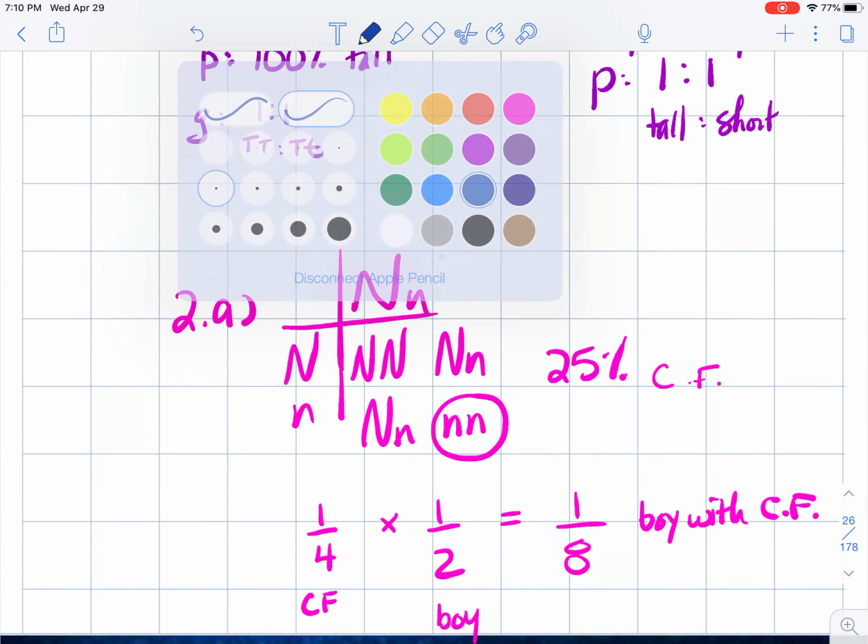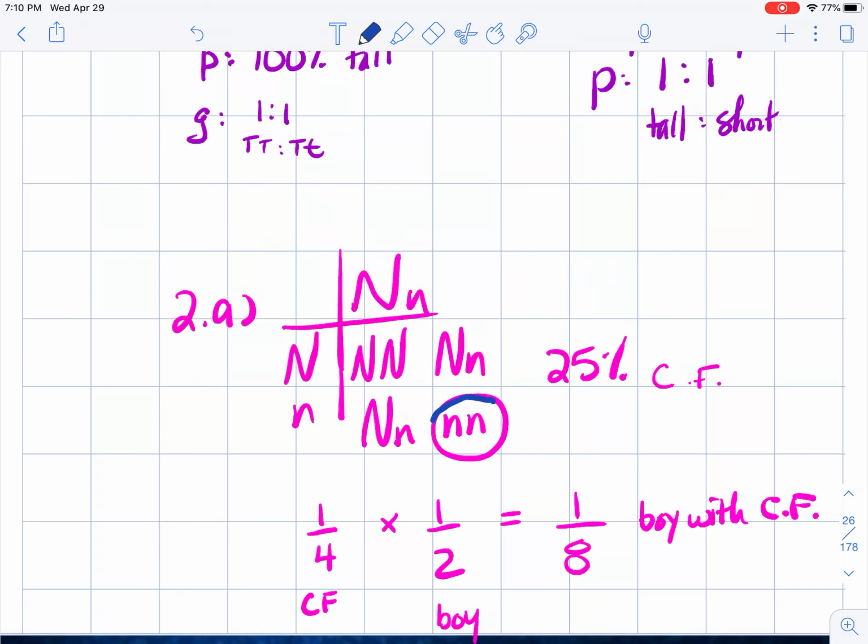If the question was, I believe there was a question about 2 in a row with cystic fibrosis, that's just going back to this original cross and saying they have a 1/4 chance. So in answering C, if they have a 1/4 chance, and the question was, what's the chances of having 2 in a row of cystic fibrosis children of any kind?